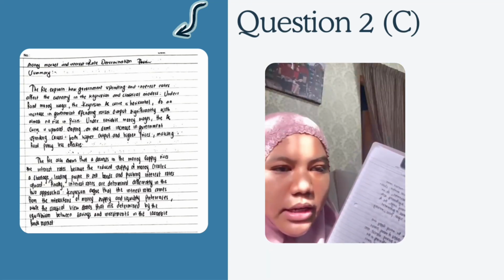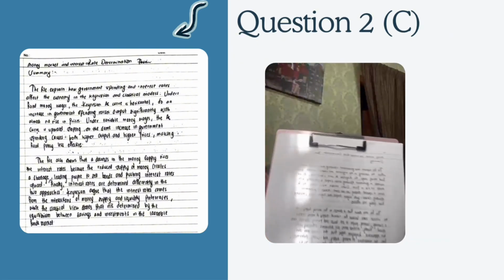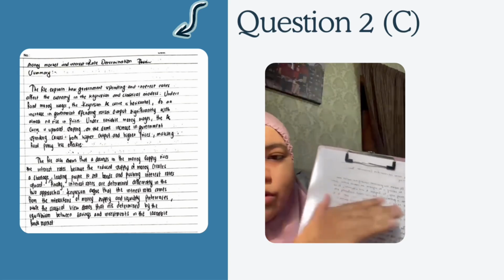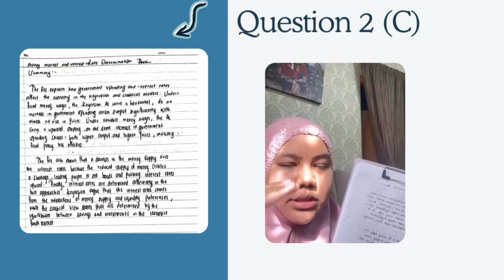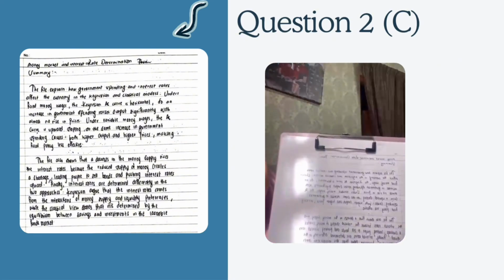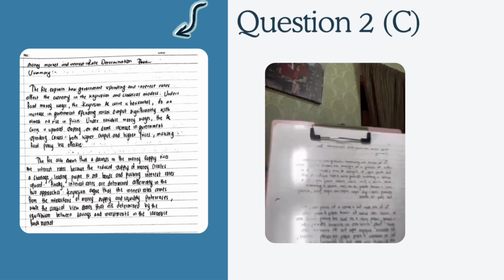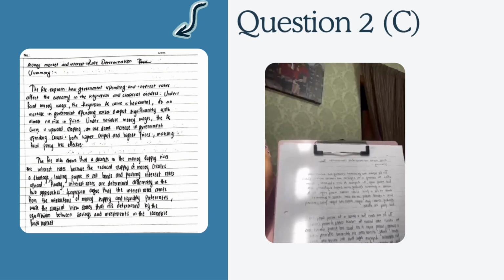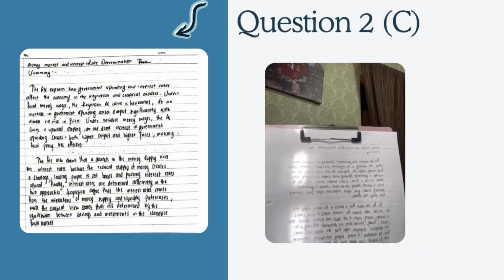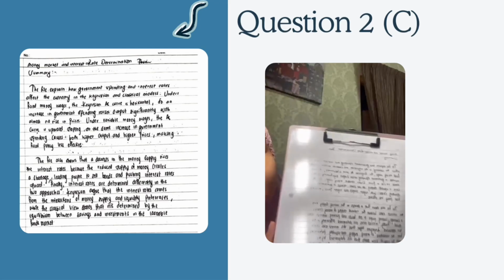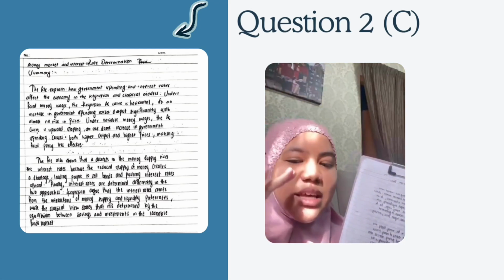So for the summary, the file explains how government spending and interest rates affect the economy in the Keynesian and classical models and with fixed money wages. The Keynesian AS curve is horizontal. So an increase in government spending raises output significantly with almost no rise in prices. Under variable money wages, the AS curve is upward sloping. So the same increase in government spending causes both higher output and higher prices, making fiscal policy less effective.